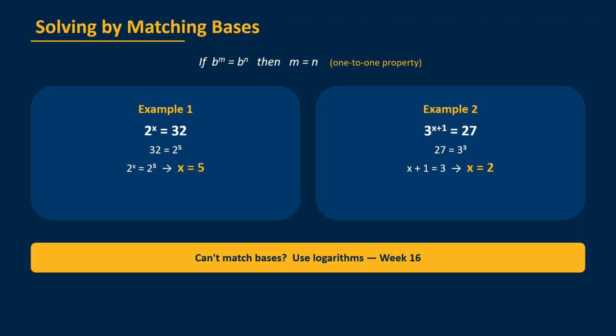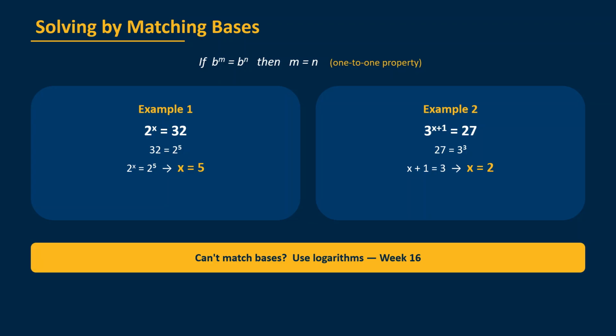Example 1. Solve 2 to the x equals 32. We recognize that 32 equals 2 to the fifth. Therefore, 2 to the x equals 2 to the fifth, and by the one-to-one property of the exponential function, x equals 5. Example 2. Solve 3 to the quantity x plus 1 equals 27. We observe that 27 equals 3 cubed. Thus, 3 to the quantity x plus 1 equals 3 cubed, which yields the linear equation x plus 1 equals 3, giving x equals 2.